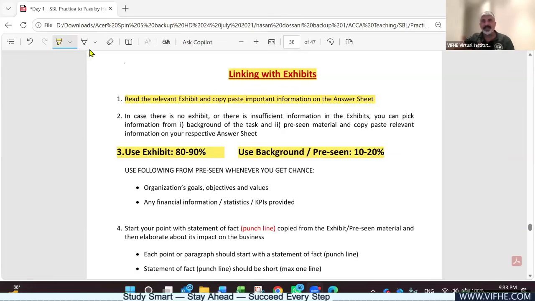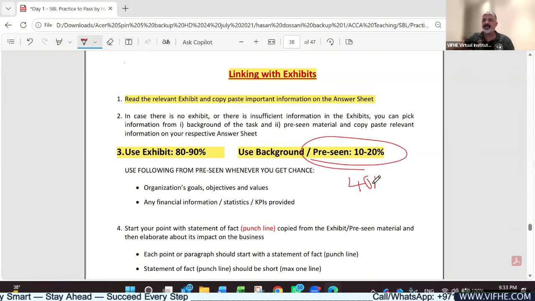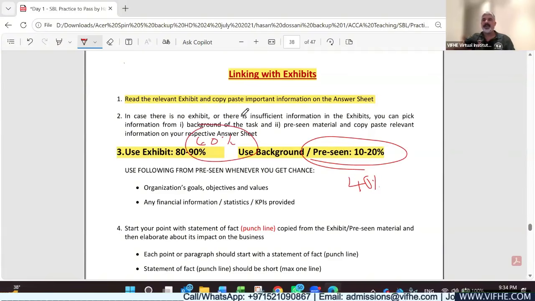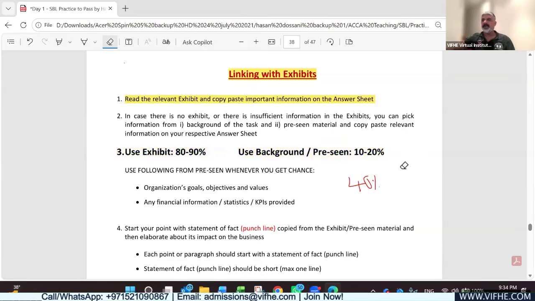Some self-study students, they focus more on pre-seen. They write 40% answer from pre-seen and 60% from here. They will never pass. Make sure that your answer is based on, sorry, based on exhibits, not the pre-seen, majority of the answer. All right?